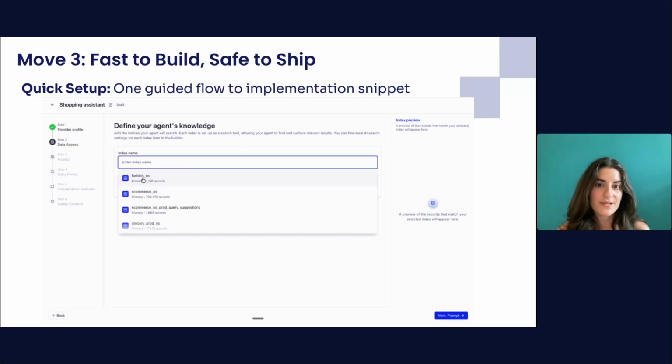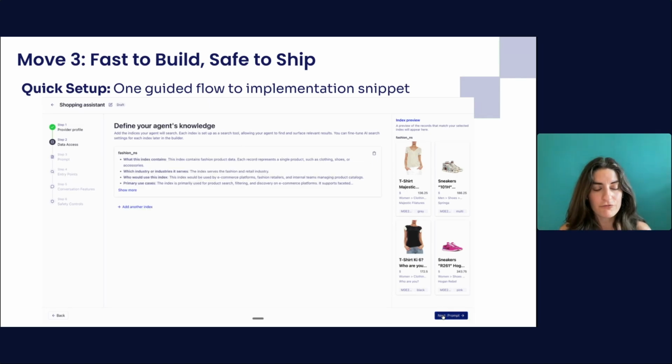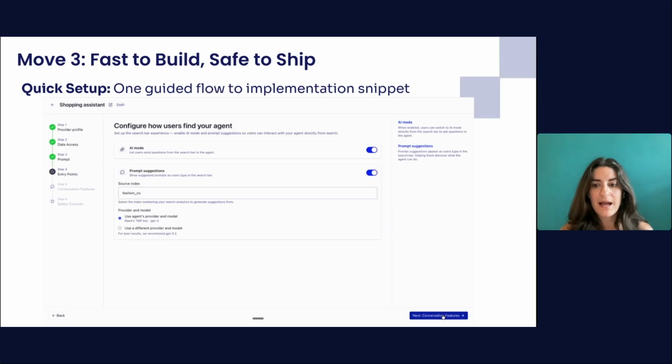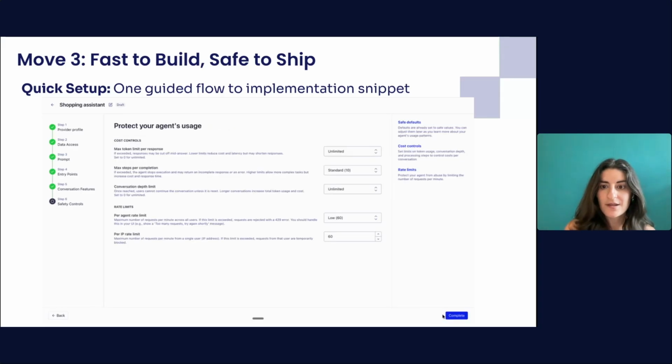This used to mean stitching together a handful of different setting screens. And now you'll see there's a single quick setup flow right in the dashboard. It walks you through step by step. So you point it at your data, you write your prompt, you choose your entry points, you switch on suggestions, and at the end, it hands you a snippet that you can just paste right in.